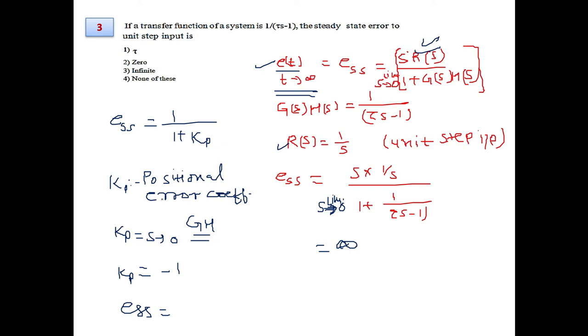Another approach to solve this is steady state error can be written in the standard form as 1 over 1 plus Kp. For unit step input, this Kp is known as the positional error coefficient, and if you put the value of GH over here, the Kp will be equal to minus 1, and this will come out to be 1 over 1 minus 1, this will be 1 over 0, so this is also again infinity. So from the given options, option number 3 for question number 3 will be the correct answer.